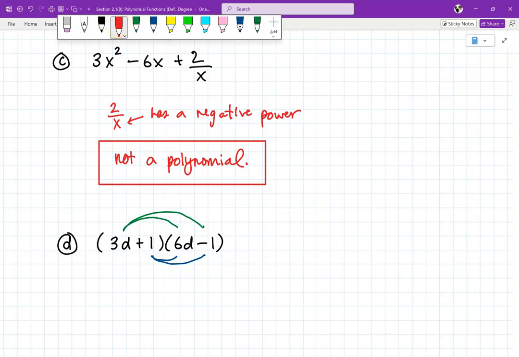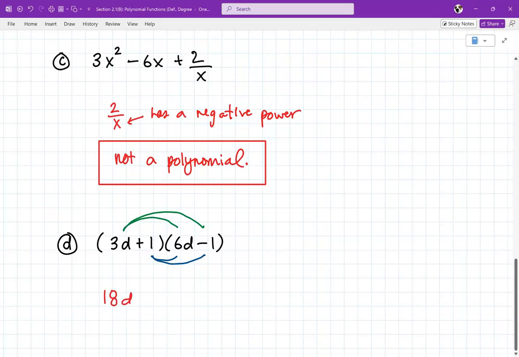So start off with the green ones. 3d times 6d, that's 18d squared. 3d times negative 1, that's negative 3d. Now go to the blue lines, right? 1 times 6d, that's 6d. And 1 times negative 1 is negative 1.